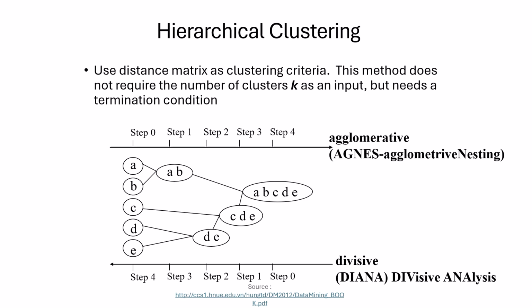At Diana, the divisive method proceeds in the contrasting way. All the objects are used to form one initial cluster. The cluster is split according to some principle, such as the maximum Euclidean distance between the closest neighboring objects in the cluster. The cluster splitting process repeats until eventually each new cluster contains only one object.